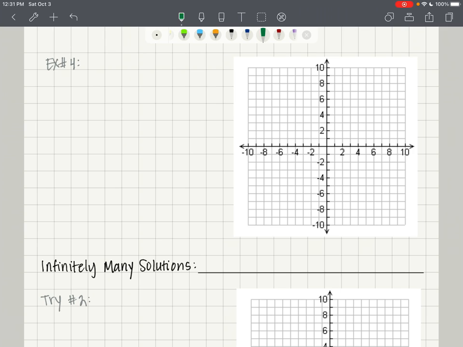Okay, here's another special situation. We've got 2x plus 4y equals 8, and then y equals negative 1/2 x plus 2. Okay, I can graph the red one pretty quickly. It's going to look something just like that.